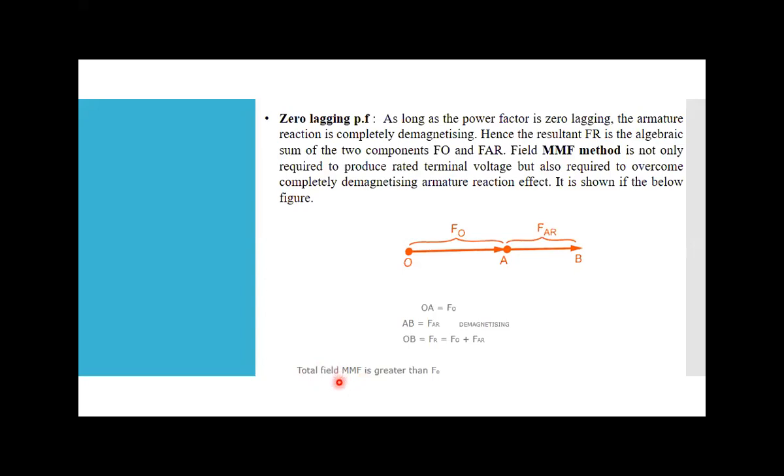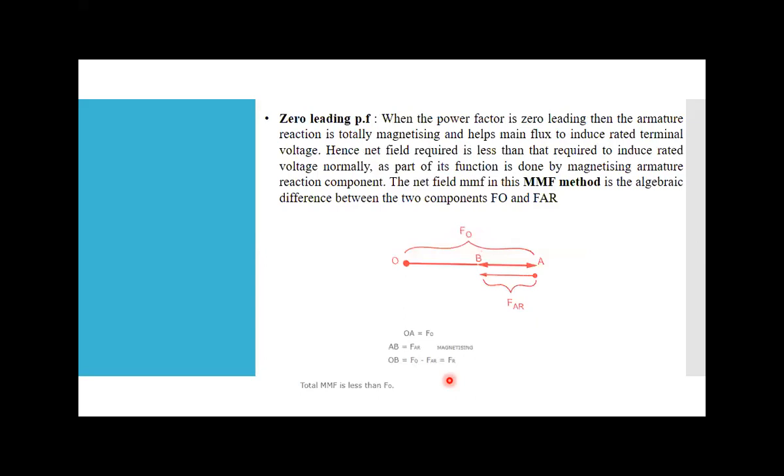So you can see here the total field MMF is greater than FO. That is my first case, zero lagging power factor. Now second case, zero leading power factor. You are aware that my total flux is increased, because my armature reaction flux is in the same direction as my main flux. So overall flux will be increased. Here the effect is magnetizing.